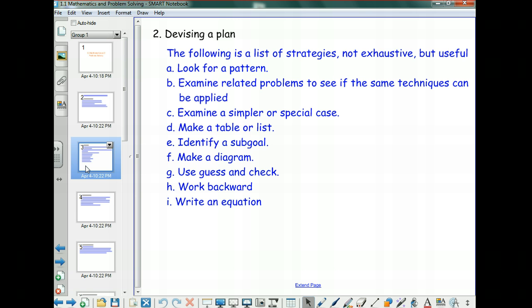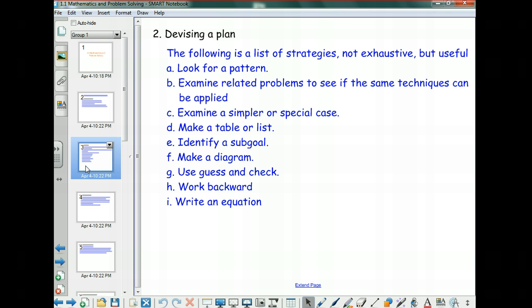The fifth one, we're on the fifth: identify a subgoal. Sometimes within problems you have to solve one piece of it before you can solve what you were really asked to find. You guys see problems like that before? Right? So you need to find that missing piece of information to actually find what the real problem is asking you to find. That happens sometimes.